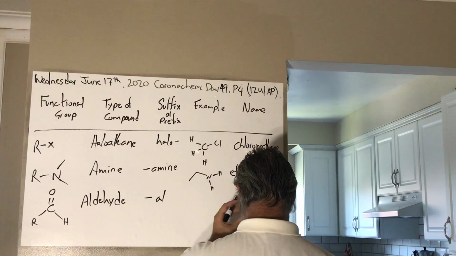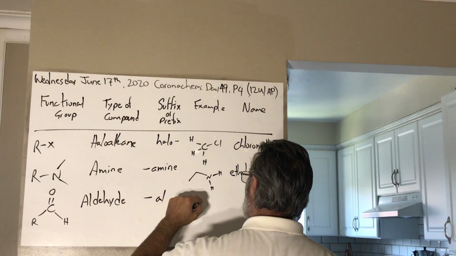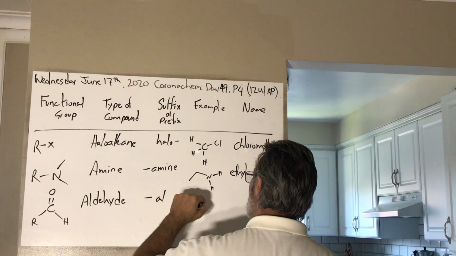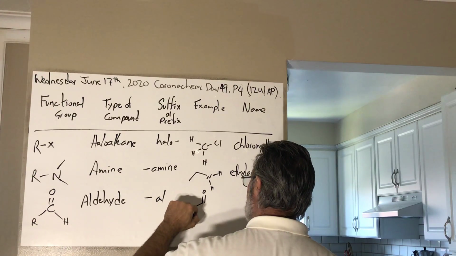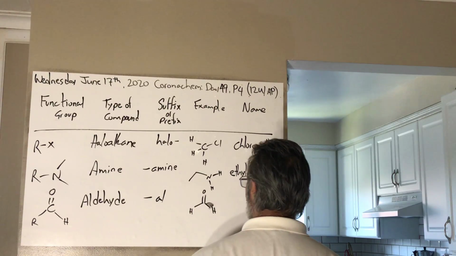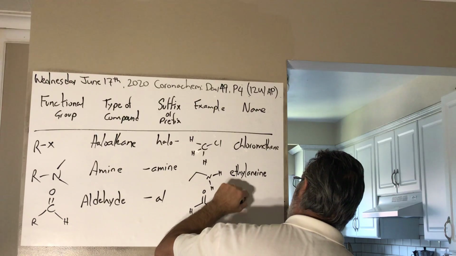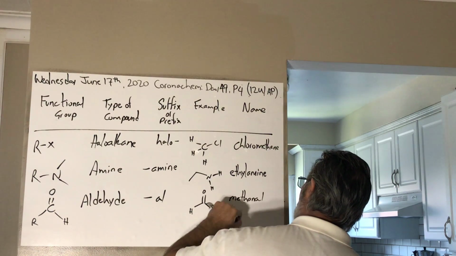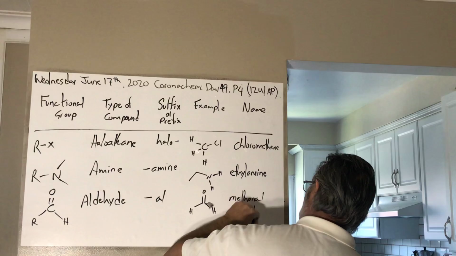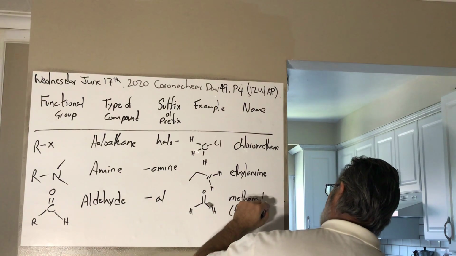Here's an example. The simplest aldehyde has an H and an H on both sides. That's called formaldehyde, or methanal. It's also called formaldehyde because it reminds people of formic acid.